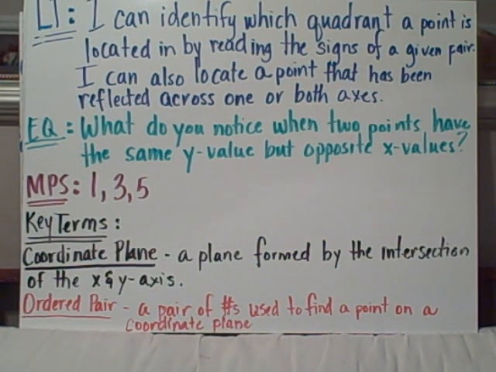First video of Unit 6. And the learning target for this section is I can identify which quadrant a point is located in by reading the signs of a given pair. I can also locate a point that has been reflected across one or both axes.